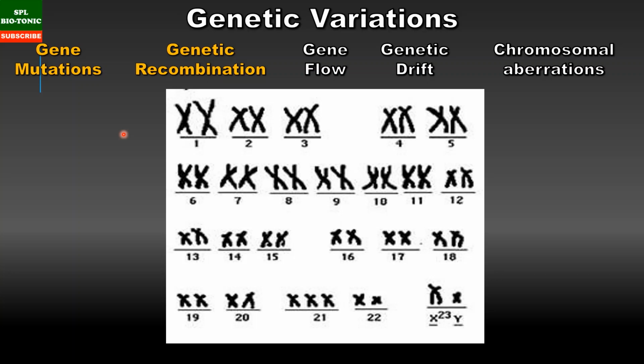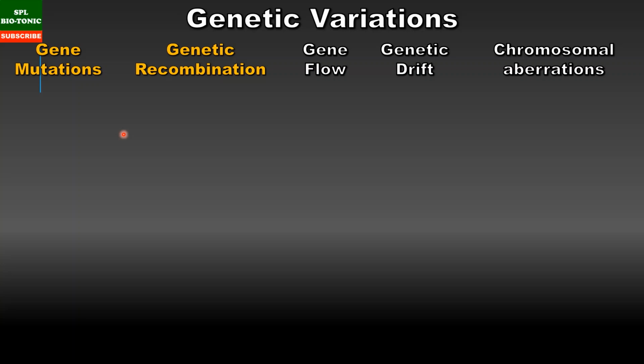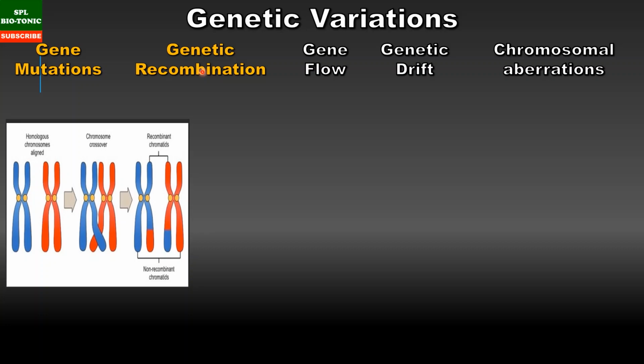Now, the second aspect is genetic recombination. Genetic recombination occurs due to many reasons. This is an example of genetic recombination which occurs during prophase 1 of meiosis. We call this crossing over also. Now, this we have done in one of the previous videos. You can check that.